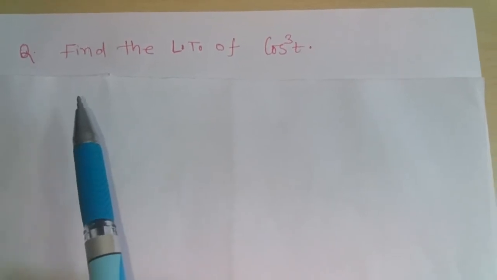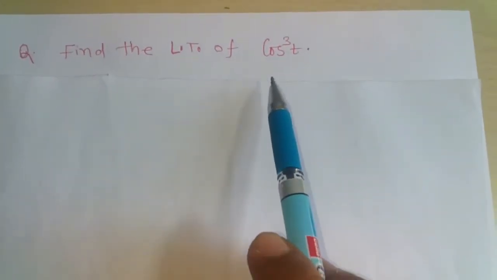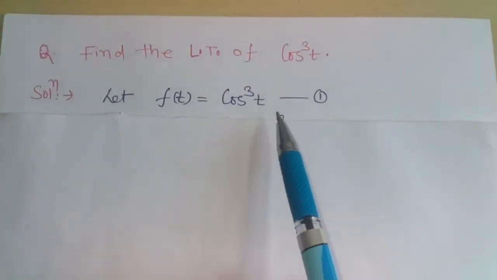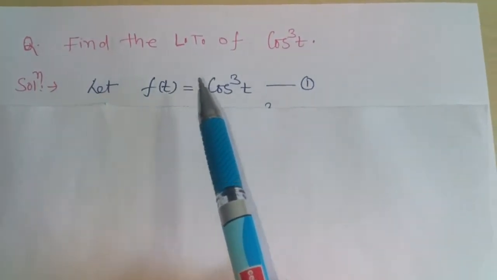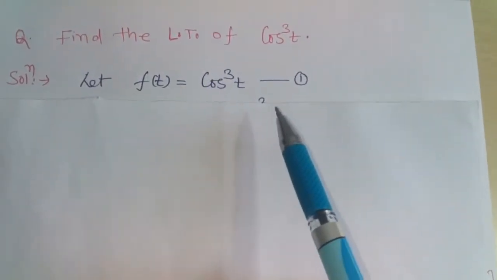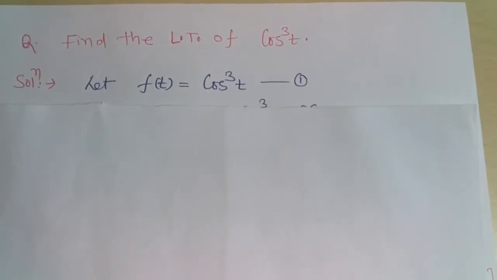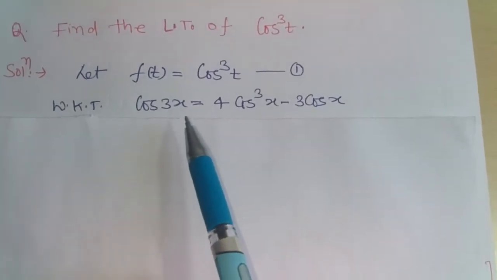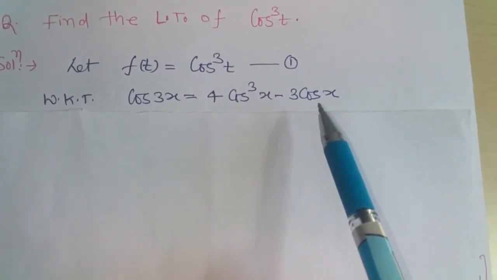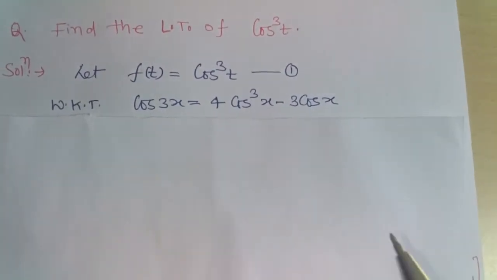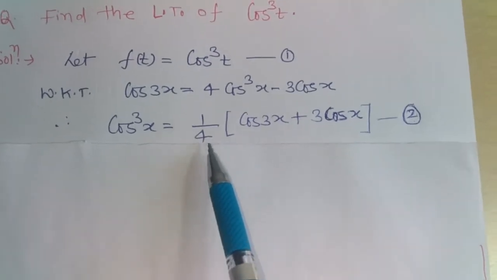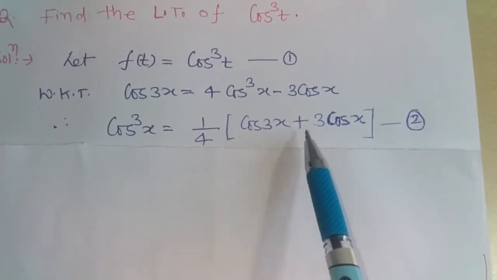Next question is, find the Laplace transform of cos cube t. So let f(t) is cos cube t, and we have to find the Laplace transform of f(t), that is Laplace transform of cos cube t. We know that cos 3x is equal to 4 cos cube x minus 3 cos x. Now from this relation we find cos cube x equal to 1 by 4 (cos 3x plus 3 cos x).